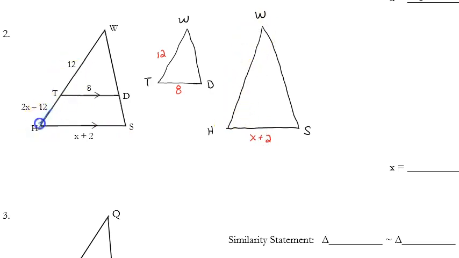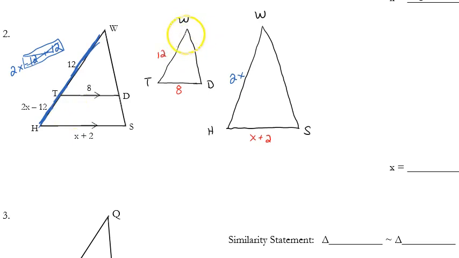WH. WH is a segment addition problem. I have to combine 2x minus 12 with 12 by adding them. When I do that, negative 12 and 12 cancel. This whole side of WH is actually 2x. That's the key to these types of problems. When I have the side of the triangle and then these 2 bases are our parallel sides, you cannot do it the same way we did number 1. We have to split these triangles apart.